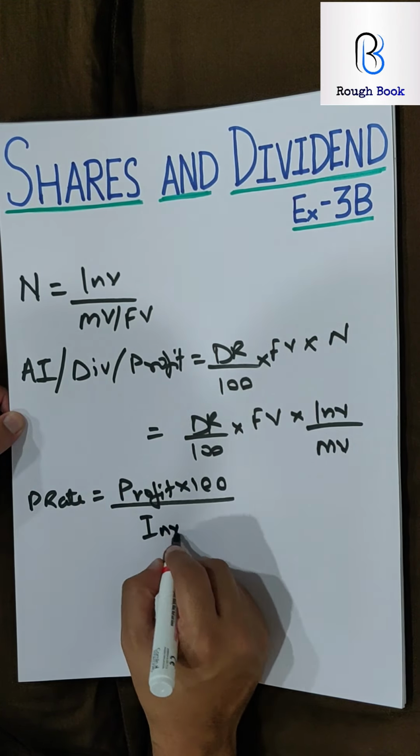It really saves a lot of time, but it is dangerous also, because in the exam I have seen people writing PR over here instead of DR and DR over here, or MV over here and FV over here. They mess up. So how to remember this formula?